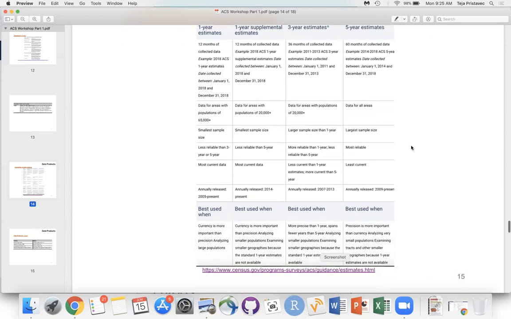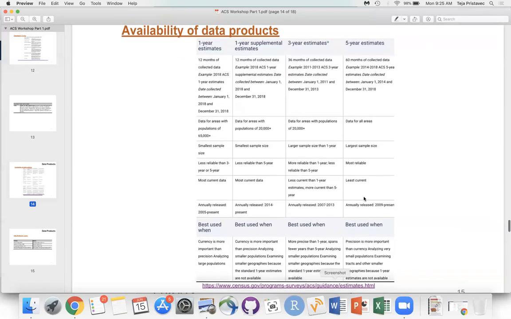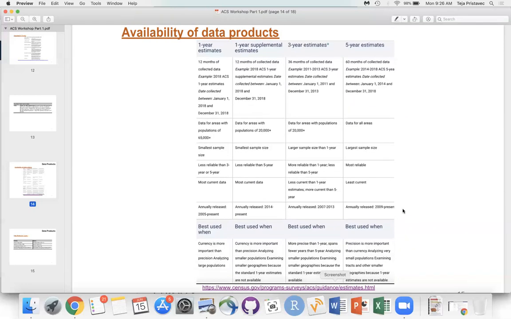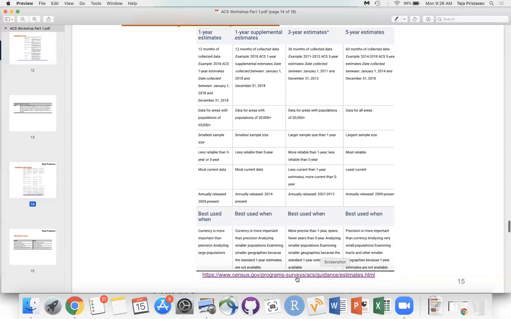Census gives you a really nice table breakdown with more details on when to use which particular set of estimates. But just so you know, if you're looking for very spatially granular information, you would be looking at 5-year estimates. If you're more interested in data that is very recent and you don't necessarily need to work at a level lower than county, then you would go for the most recent 1-year estimates. And again, I'm linking to more information down here.